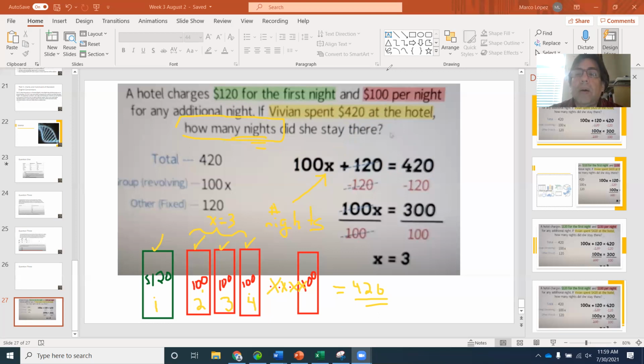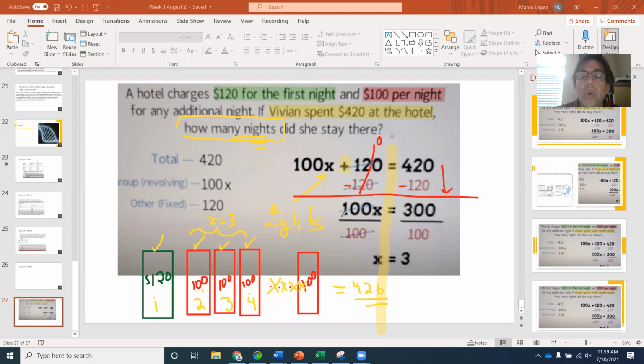So here, one method that is used is we say, okay, let's get rid of everything on the left-hand side and just leave the x by itself. Because here we have subtraction, we're going to do the opposite of subtraction, which is addition rather. The opposite of addition is subtraction. But what you do to one side, you do to the other. So 120 minus 120 is 0, and 0 plus 100x is 100x. On the other side, 420 minus 120 is 300.